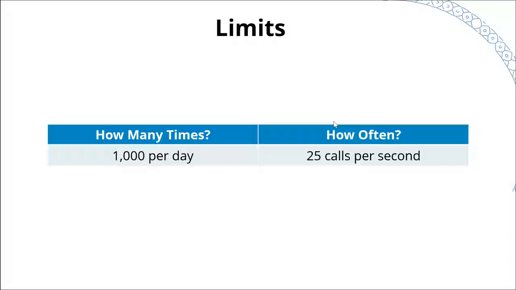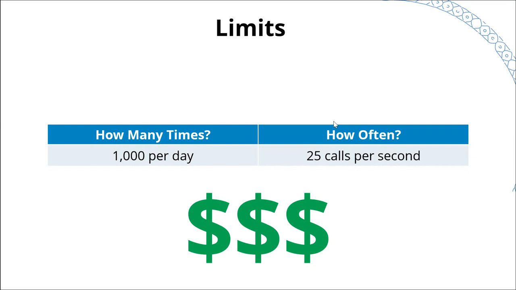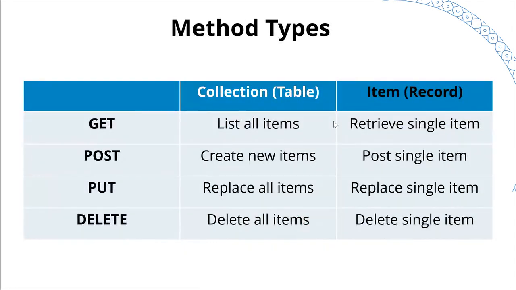Next, with respect to limits, like how many times per day you can do this, or how often, all of this information you also need to be aware of. That is based on your account subscription, and this is something that you can get clarified with your account management team. Okay. And the next important type is the method type.